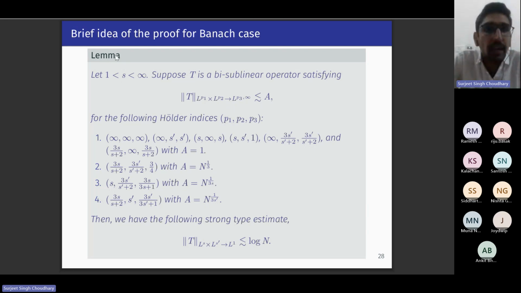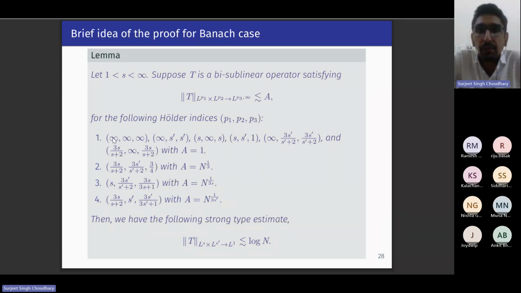So for any s between 1 and infinity, suppose P is a bi-sublinear operator satisfying the weak type estimates L^{p1} cross L^{p2} to weak L^p for these points. So basically constant dependence when p1, p2, p3 are the exponents infinity, infinity, infinity, and basically these exponents. So in all these exponents, we will always be in the Banach range. So using the interpolation, we will have these kinds of boundedness.